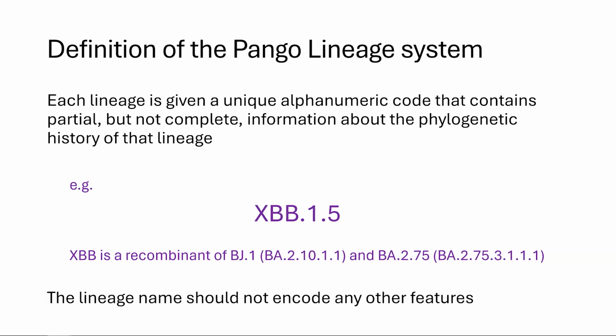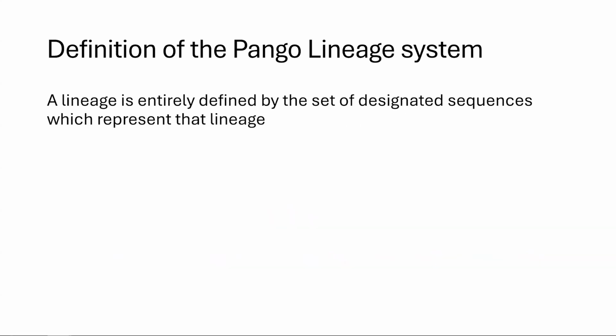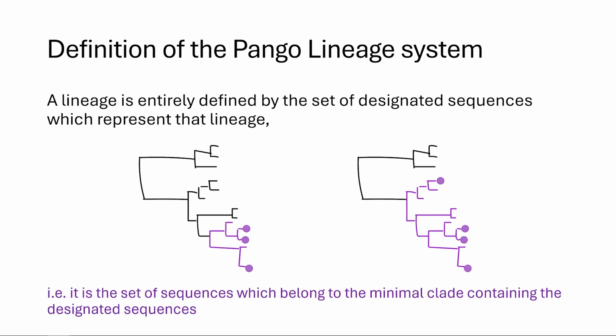We don't recommend that the lineage name should encode any other features. We think the key is in maximizing utility and simplicity. A lineage is entirely defined by the set of designated sequences, which represent that lineage. So, for example, it's defined phylogenetically rather than by a mutational profile. And here we see two trees, and in purple, you can see a lineage with the dots representing designated sequences.